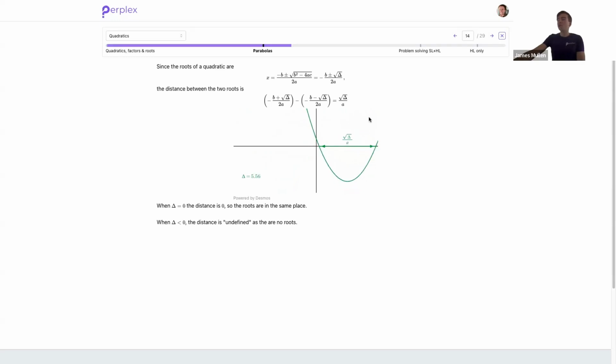And that should help you understand why when delta is 0, the distance between the two roots is going to be 0. So the roots are going to be the same. And if delta is negative, then the square root is going to be undefined. It's not going to be a real number. And so you can't actually think about there being two roots. And you can see here, as the discriminant goes negative, the quadratic goes above the x-axis and no longer has any solutions.